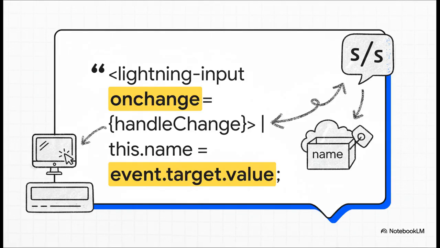And here's where the magic really starts. See how the HTML and JavaScript work together here? The onChange attribute in the HTML is wired directly to a handleChange function in your JavaScript. So when a user types in that field, bam, that function fires, grabs the new value, and updates your name property. It's totally seamless data binding with just 2 lines of code.